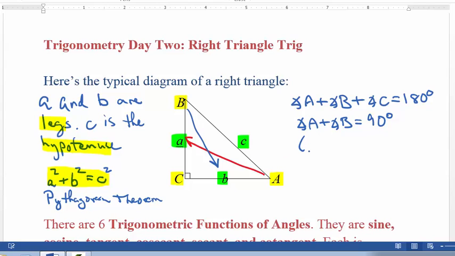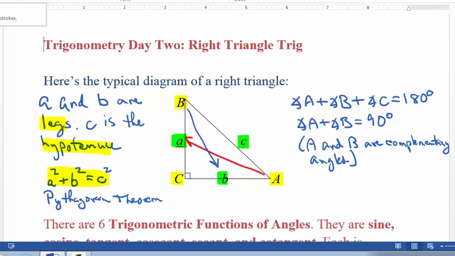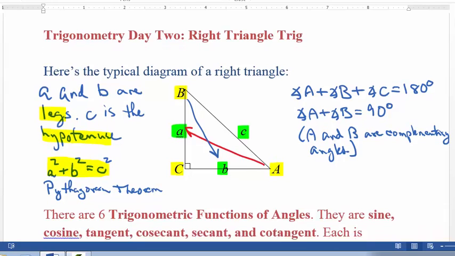So really what ends up happening is A and B, if you remember this from the last section, are known as complementary angles, because the definition of complementary was that they add up to 90 degrees. So A and B are complementary angles. That was really a geometry review.